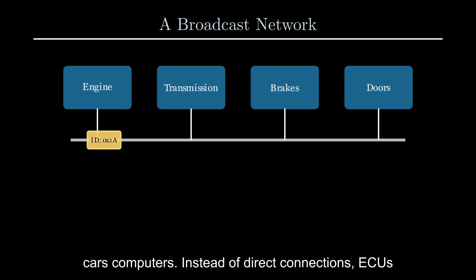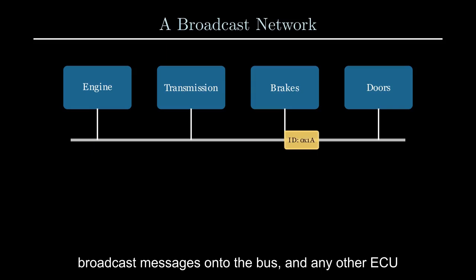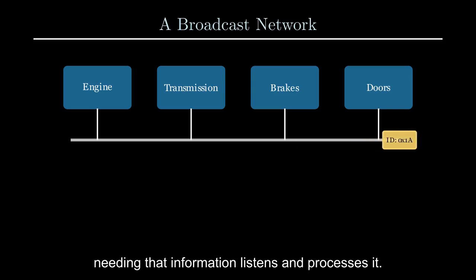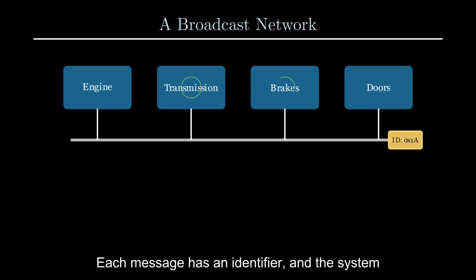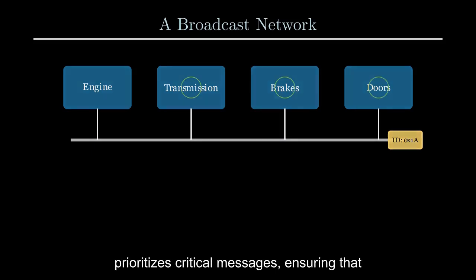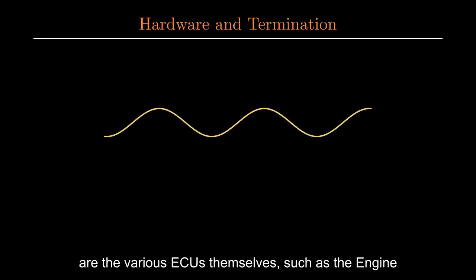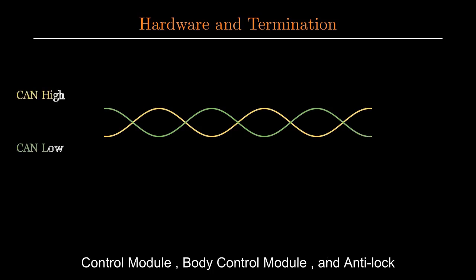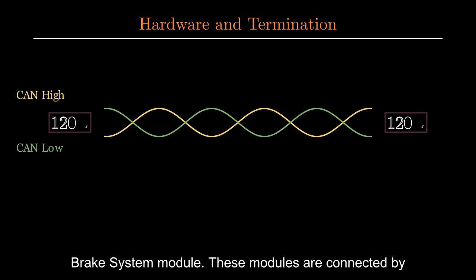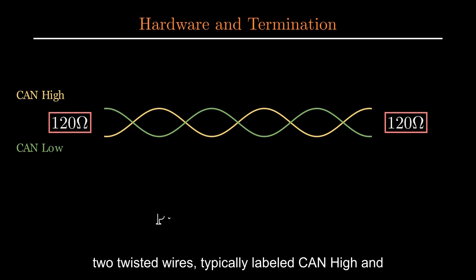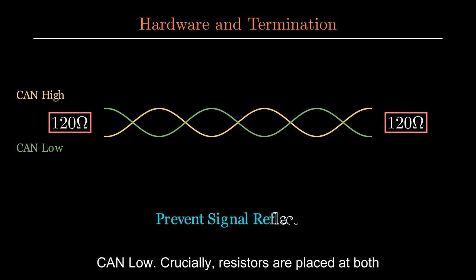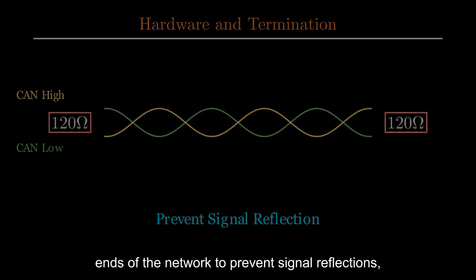Instead of direct connections, ECUs broadcast messages onto the bus, and any other ECU needing that information listens and processes it. Each message has an identifier, and the system prioritizes critical messages, ensuring that essential functions like braking always get through instantly. The main components of the CAN network are the various ECUs themselves, such as the engine control module, body control module, and anti-lock brake system module. These modules are connected by two twisted wires, typically labeled CAN high and CAN low. Crucially, resistors are placed at both ends of the network to prevent signal reflections, maintaining signal integrity.